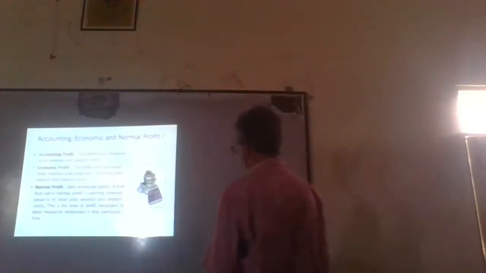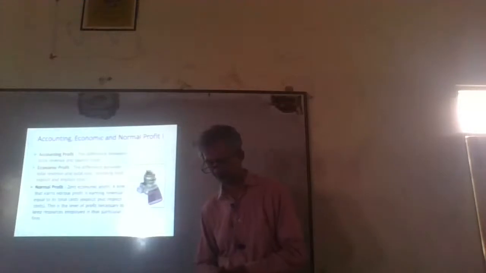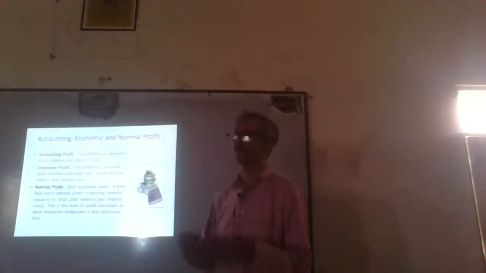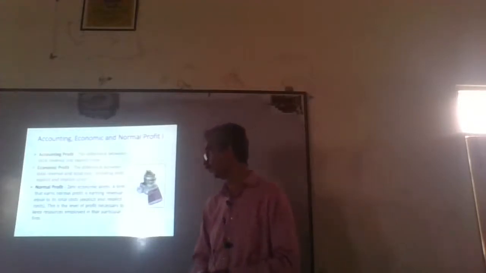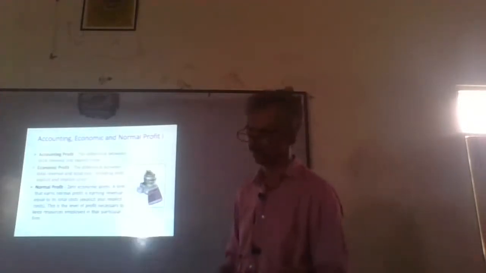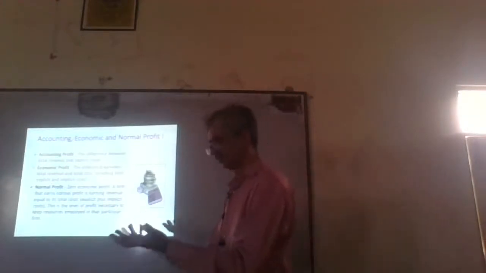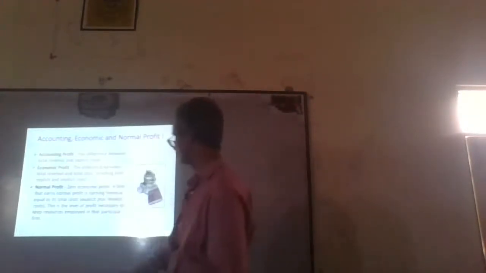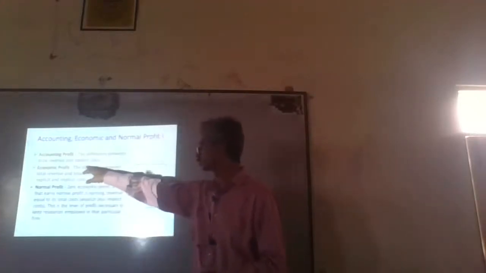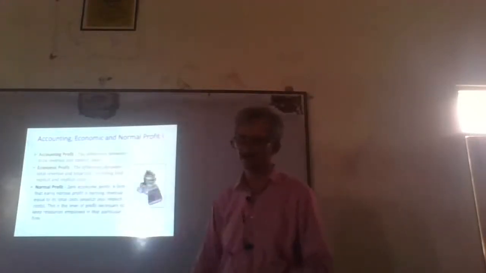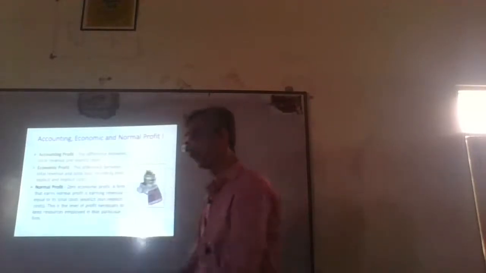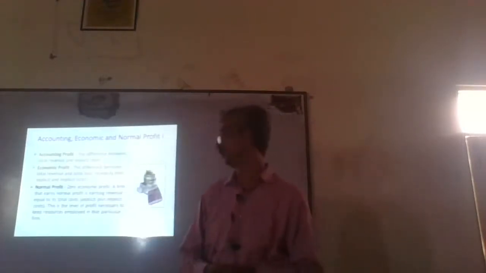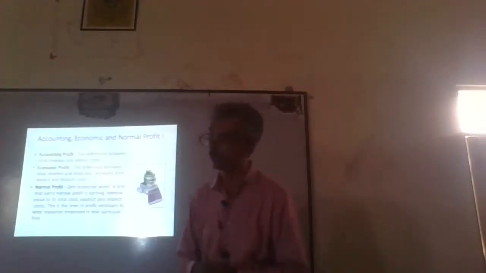So, accounting, economic, and normal profits. There are different types of profits, and they are given different names. One is the accounting profit. Accounting profit is the profit which we can say is the physical or explicit type, the difference between the total revenue and the explicit cost. What we have earned as revenue, when we subtract the total explicit cost, meaning what we have paid, the remaining amount is the profit, and that is the accounting profit.